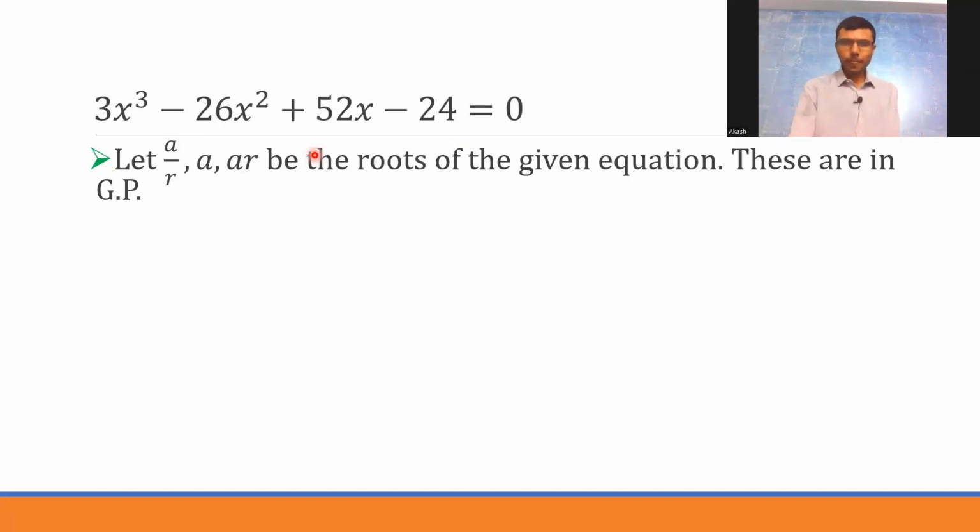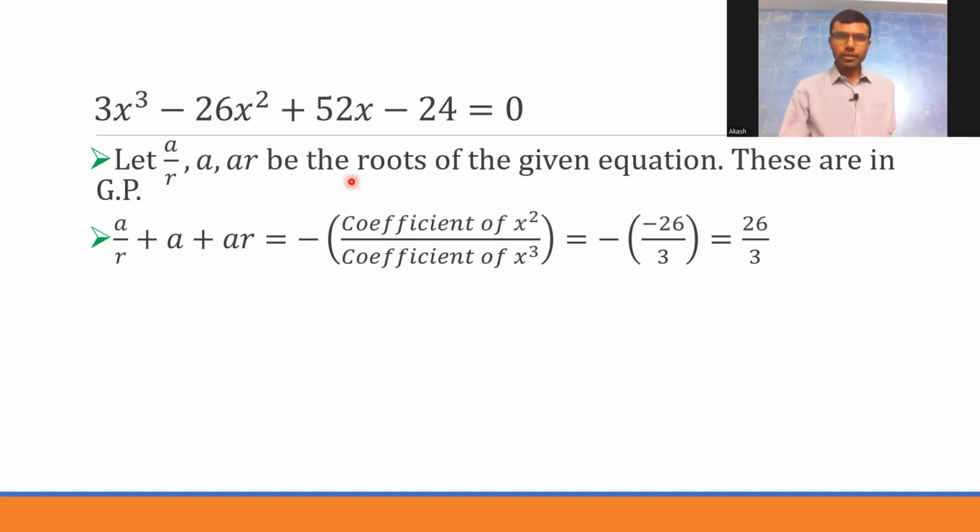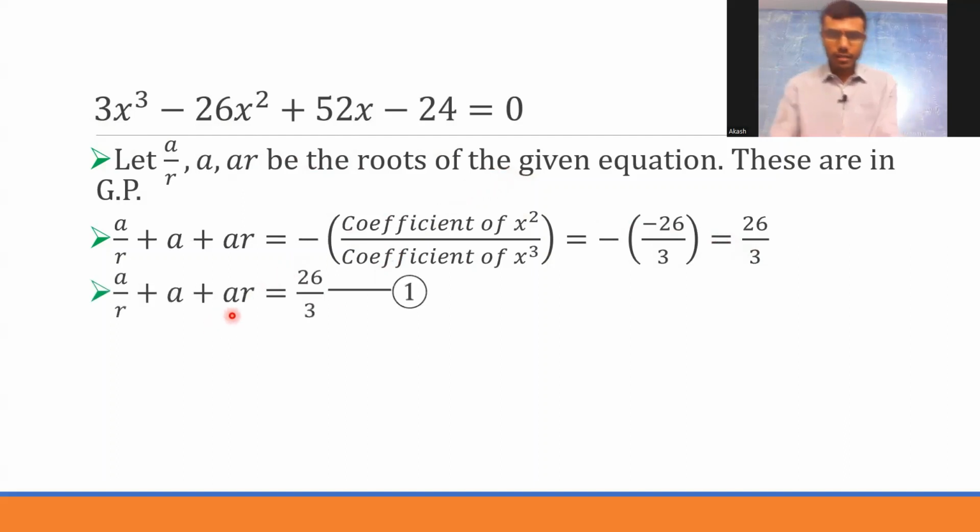Let's go ahead. Now, the sum of the roots is nothing but minus coefficient of x square divided by coefficient of x cube. What is the coefficient of x square? Beside x square, what do I have here? Minus 26. So write down minus 26 here. And then the coefficient of x cube: what is there beside x cube? It's 3. Minus into minus will be plus, so I have 26 by 3 here. Therefore, a by r plus a plus ar is 26 by 3. Mark this as your equation 1.